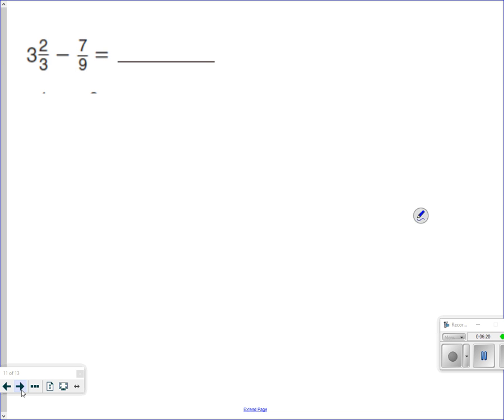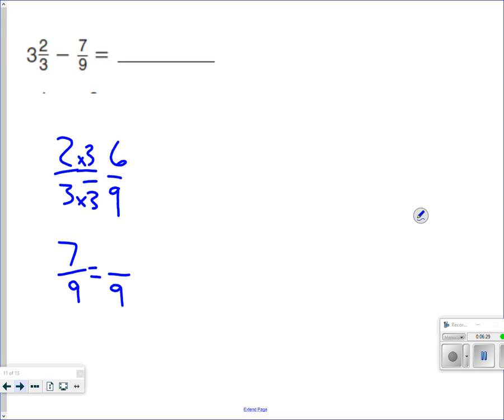Doing some subtraction. Putting 2/3, 7/9. Putting both into 9. 3 times 3 is 9. 2 times 3 is 6/9. So this is 3 and 6/9 minus 1 and 7/9.